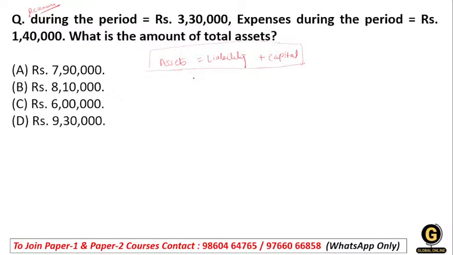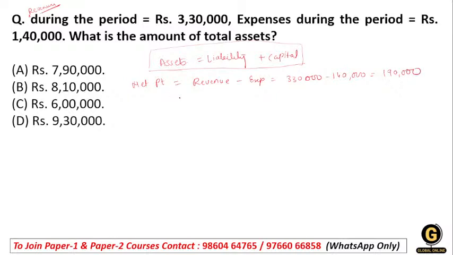So here revenue is 3,30,000 and expenses are 1,40,000, isn't it? We need to calculate from the revenue: when we deduct our expenses, we will get net profit. So first of all, we have to calculate the net profit. Net profit will be revenue minus expenses, so 3,30,000 minus 1,40,000. We will get 1,90,000 as our net profit.